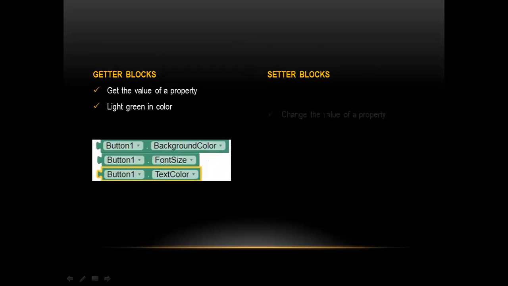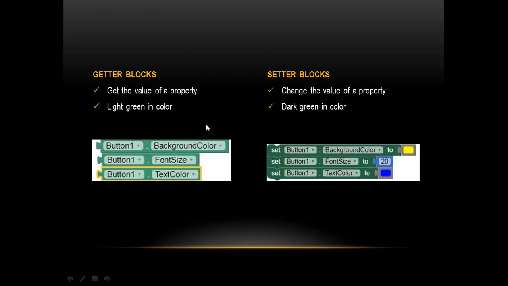Whereas setter blocks are commands that change the value of a property, they are always dark green in color. In this example, the programmer who is designing the program is setting the value as default using a setter block. So I'm setting the background color to yellow, setting the font size of the button to 20, and setting the text color of the particular button to blue.